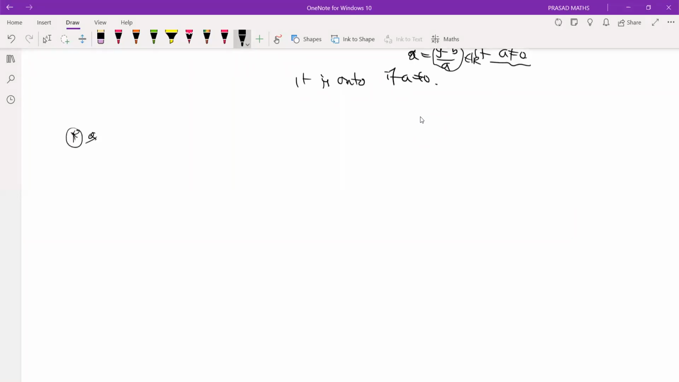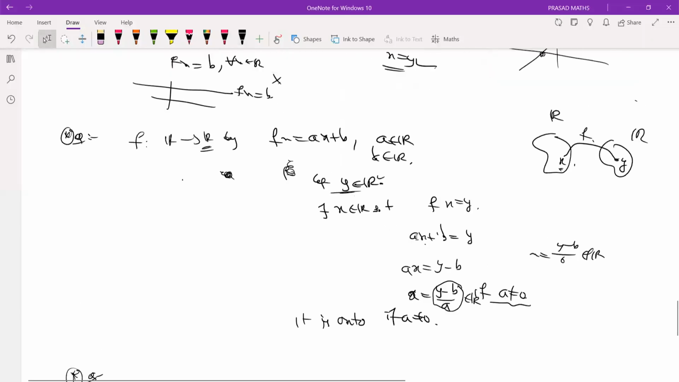Sorry, excuse me, sir. Instead of analytically, f(x) = ax + b means it's the slope intercept form, sir. Slope intercept line form: y = mx + c. So we can extend either side of the line, then we cannot find a line which is parallel to the x-axis not meeting the corresponding.